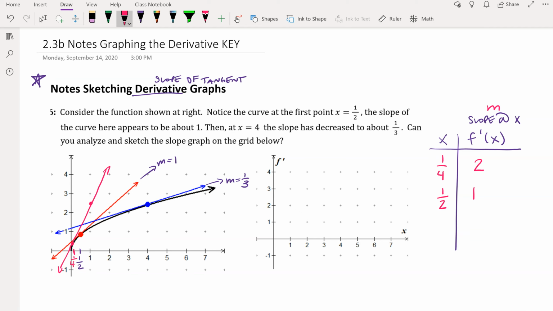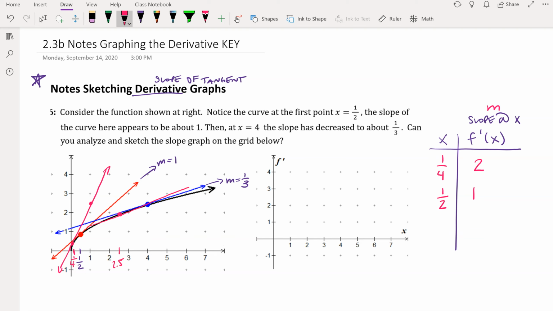Then let's do x equals 2.5. What does it look like our slope is? Let's see, rise 1 over 1, 2, 3. So at 2.5, it looks like our slope is a little bit bigger than 1/3, so let's say it's 1/2. And then at 4, it looks like our slope is 1/3. It's kind of hard. We're estimating slopes. Doesn't have to be perfect.